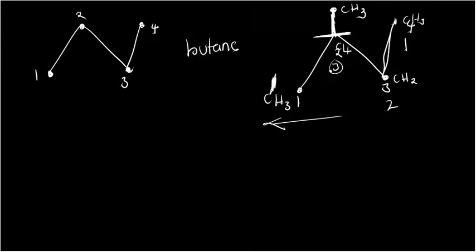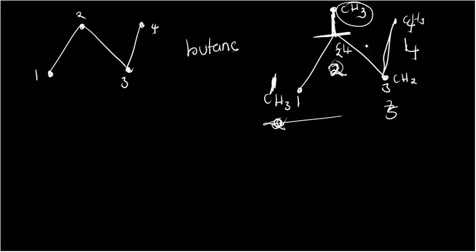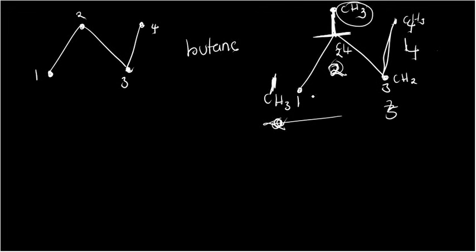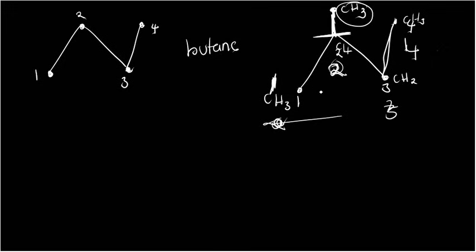So we need to start from this side. This is 1, this side would be 2. Here it was 3 when I started from the other side, now it has become 2. So I have to start counting from this side where it is near to the end. So this is 2, then 3, then 4. Now, what is the name of this branch? It is CH₃, which is methyl. And methyl is on carbon number 2.